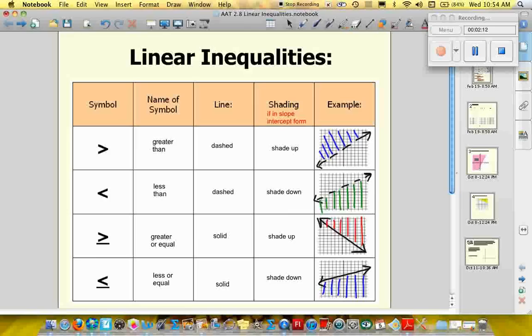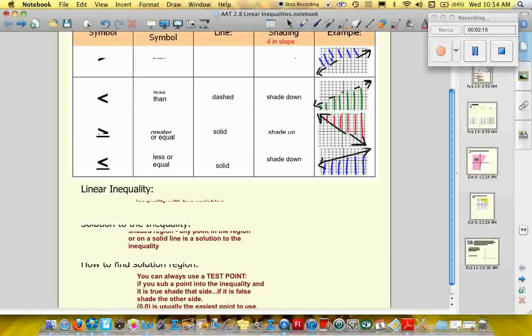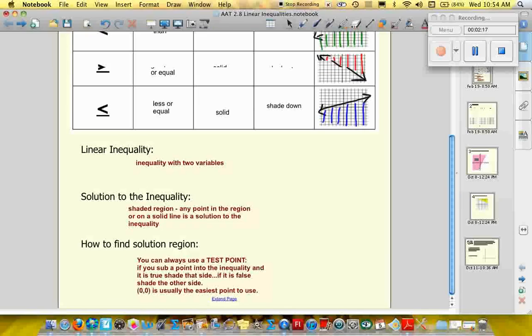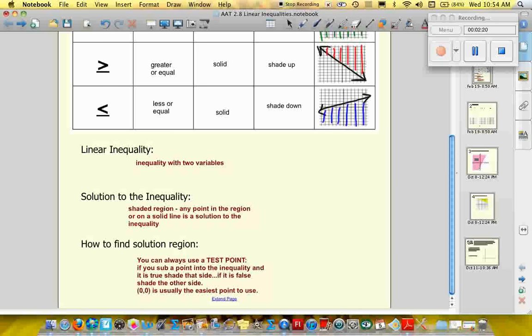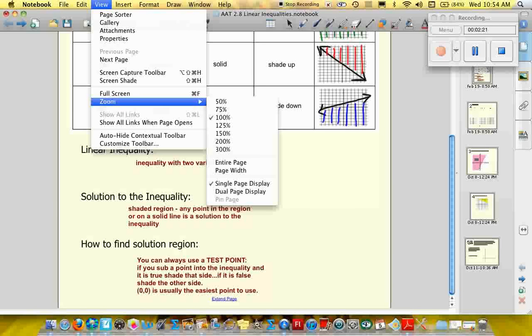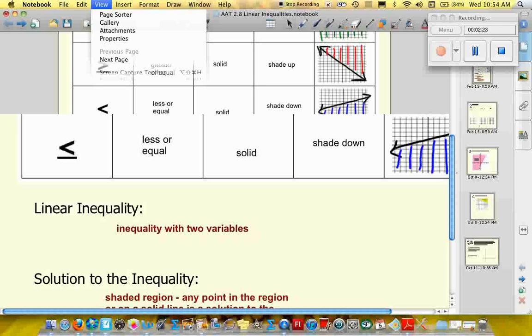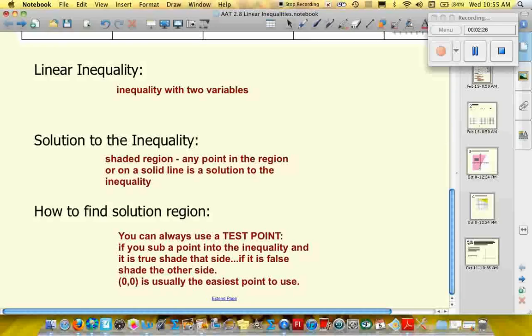Okay, so we can talk a little bit about what is a linear inequality, what is the solution, or how do you find the region. So I'll zoom in a little bit here. So down here, a linear inequality is an inequality that has two variables, not the ones we solved before with only one, that we would put the answer on a number line. We have two variables, they're going to go on the coordinate plane.